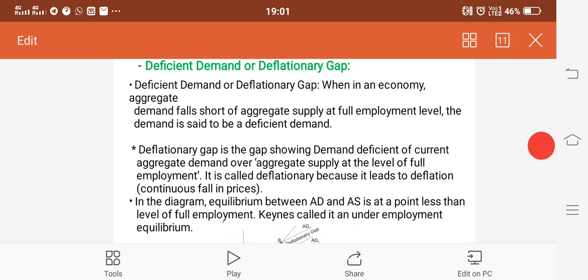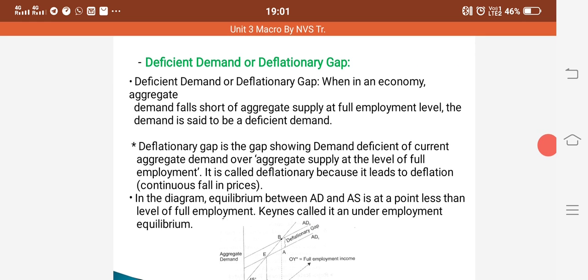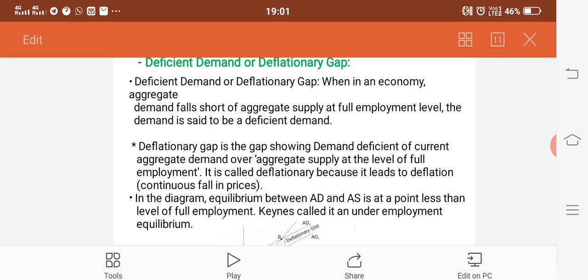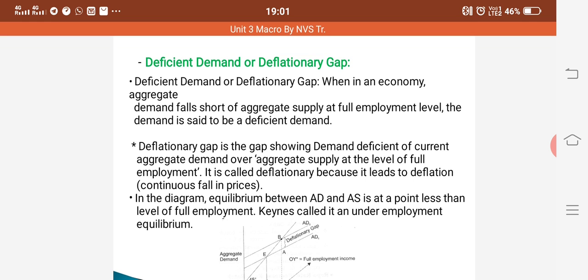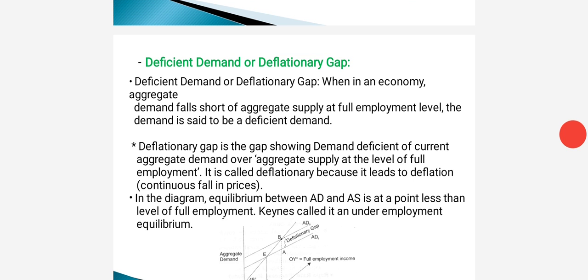Now we have the next one, that is deficient demand, also known as deflationary gap. Children, it is very important for us to understand it because in excess demand, the demand is in excess, that's not a problem, but the problem comes when demand is less. In this situation there can be two equilibriums in the economy: one at full employment and the other underemployment equilibrium. It happens mostly in developing countries like India, where equilibrium strikes before full employment, and in that case many resources lie unutilized.